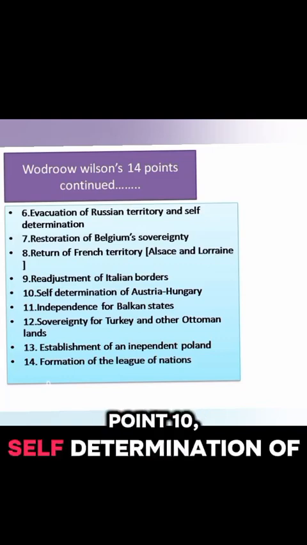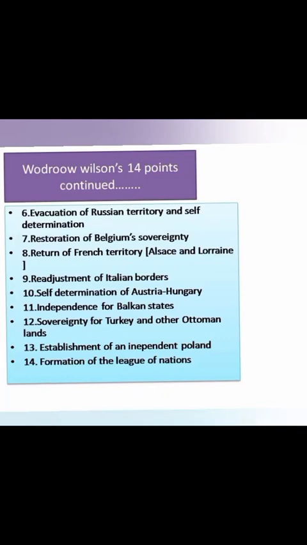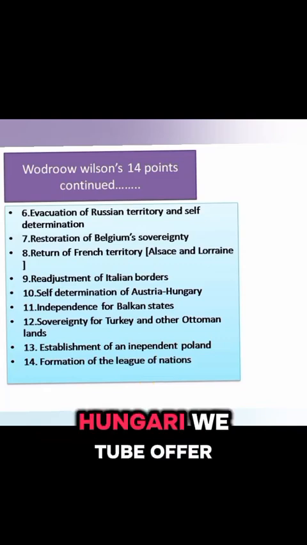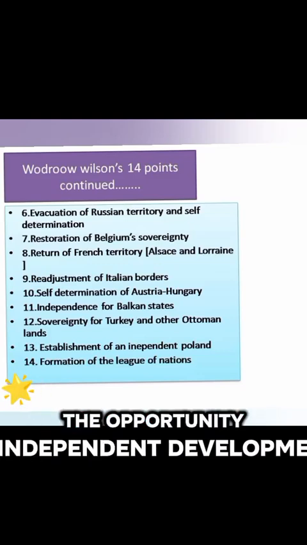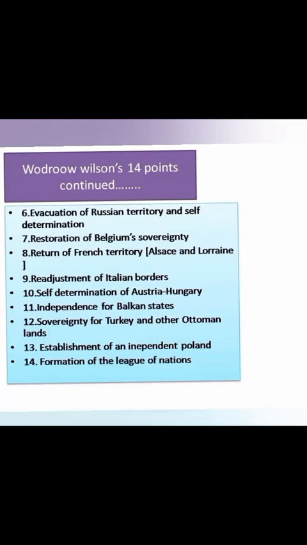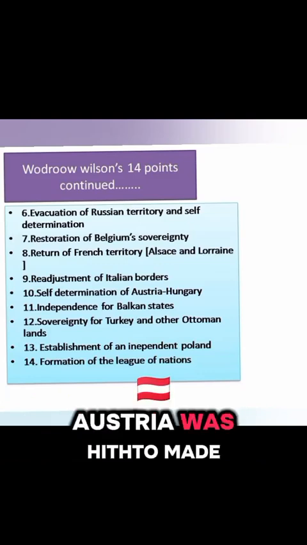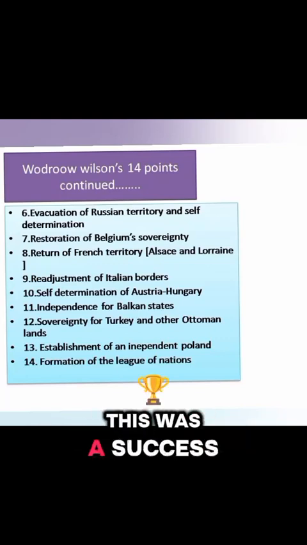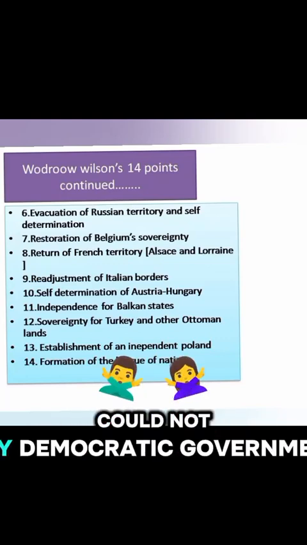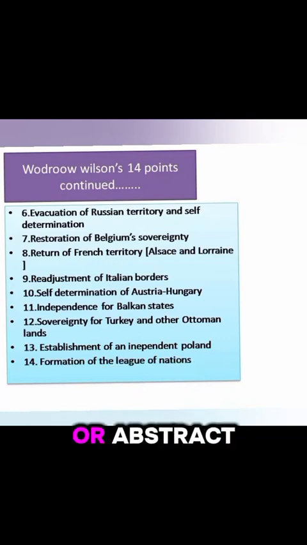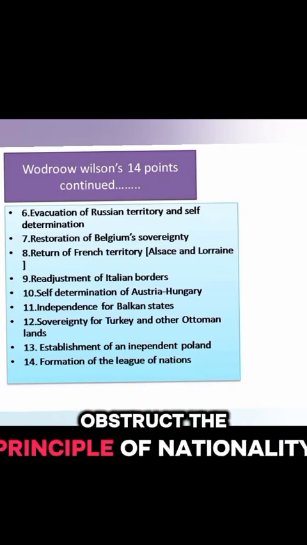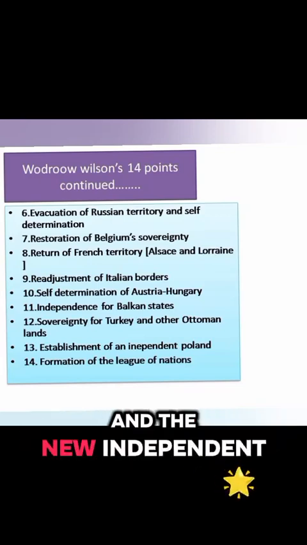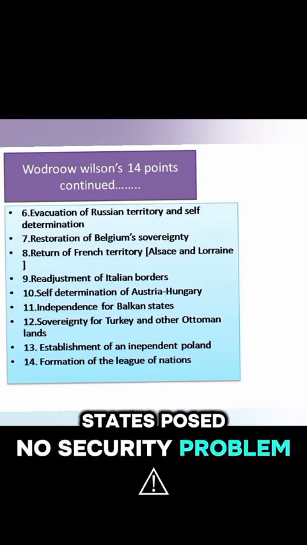Point 10. Self-determination of Austria-Hungary. Point 10 states that all peoples of Austria-Hungary were to be offered the opportunity of independent development. Austria was hitherto made up of about 13 different races. This was a success since Britain and France could not deny democratic governments or obstruct the principle of nationality in Europe. Better still, the dissolution of Austria-Hungary and the new independent states posed no security problem in Europe.